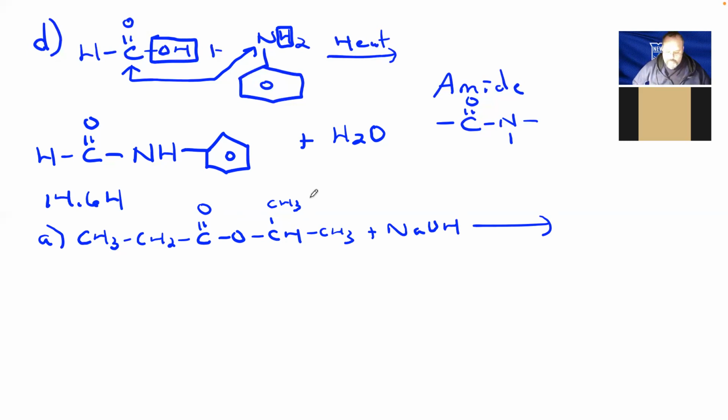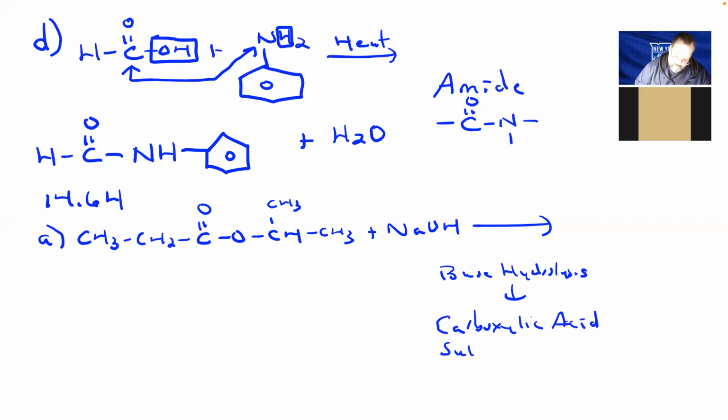So again, it's about recalling and then being able to sort of understand and draw out what's going to happen. So first off, when you have an ester with base, we're talking about, essentially base hydrolysis of the ester. What are the products of base hydrolysis of the ester? You get a carboxylic acid salt and an alcohol.